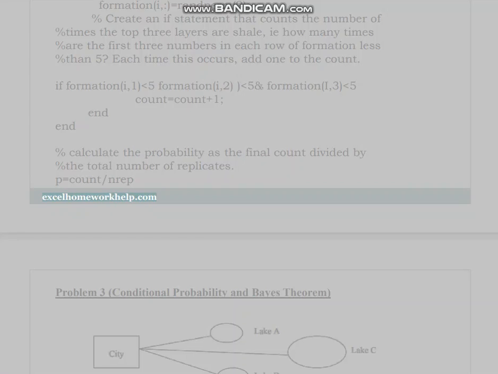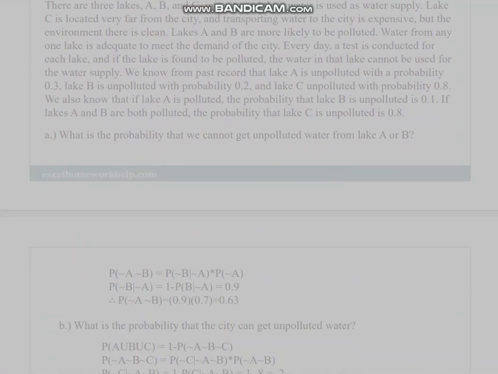Problem 3, Conditional Probability and Bayes Theorem. There are 3 lakes, A, B, and C, in a city and their water is used as water supply. Lake C is located very far from the city, and transporting water to the city is expensive, but the environment there is clean. Lakes A and B are more likely to be polluted. Water from any one lake is adequate to meet the demand of the city.